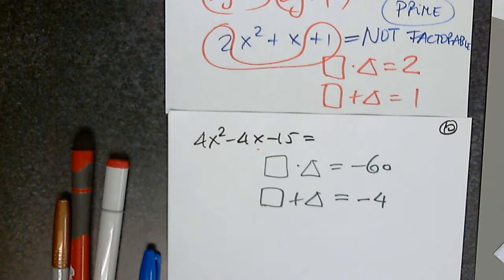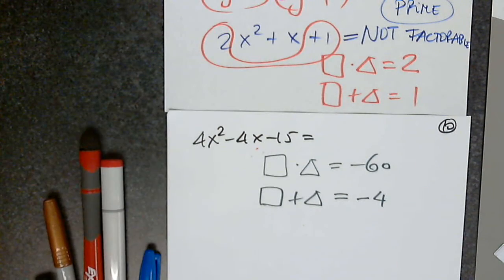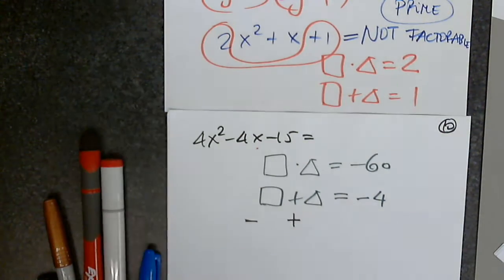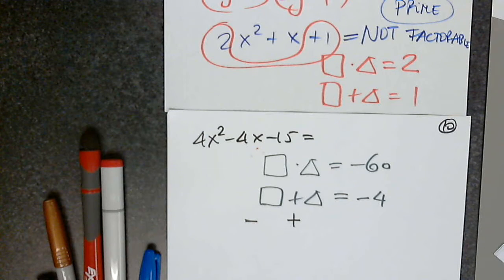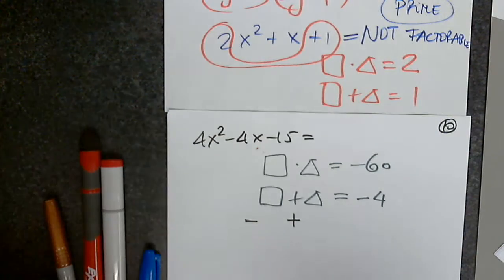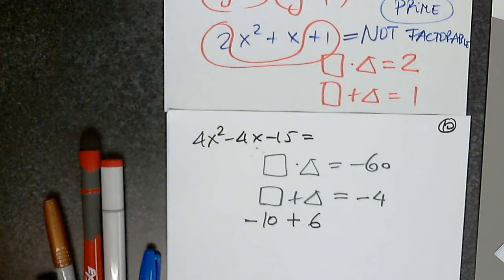Good. Since the product is negative, I'm looking for a positive and a negative. And when I add them, I have to get negative 4. So which one is more powerful? If I add them and I get negative 4, is the negative number more powerful or the positive number more powerful? Right, so that I can get a negative number. I owe you more than I gave you because the answer is negative. Good. So let's find a negative number and a positive number whose product is negative 60 and whose sum is negative 4. Negative 10 and 6, indeed.